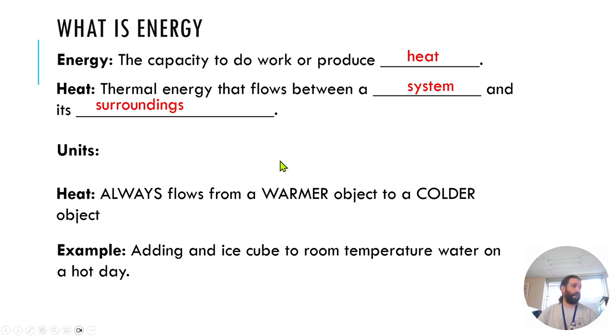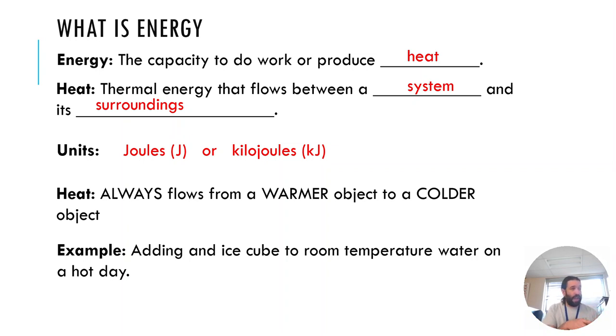So the unit of heat will be either joules, which is represented with a capital J, or kilojoules, which is a lowercase k with the uppercase J, so kJ. Heat will flow, and it will always flow from a warm object to a colder object. So if you have two objects in proximity to each other, if one is warmer than the other, the heat will flow from the warm object to the cold object.